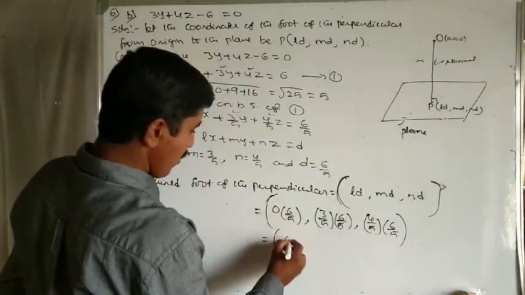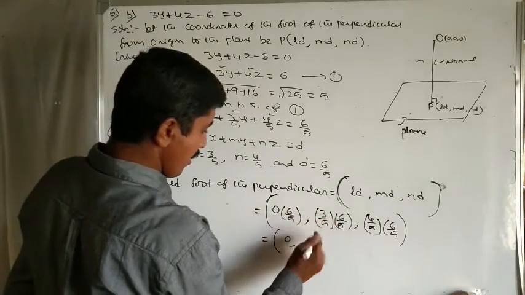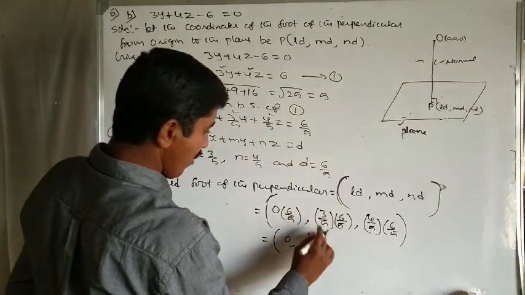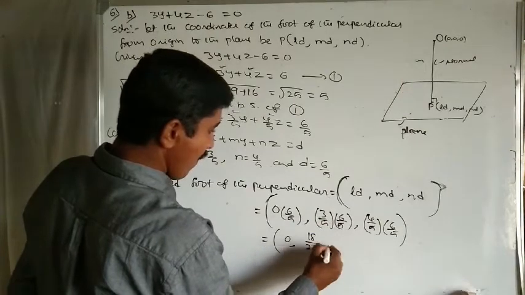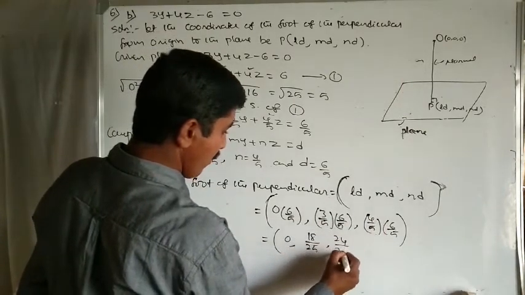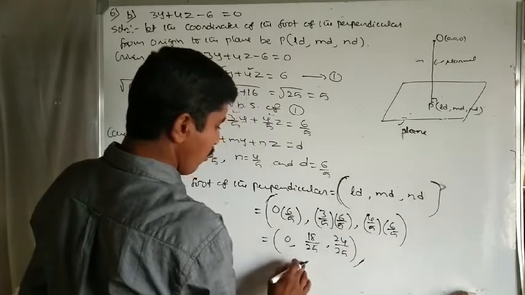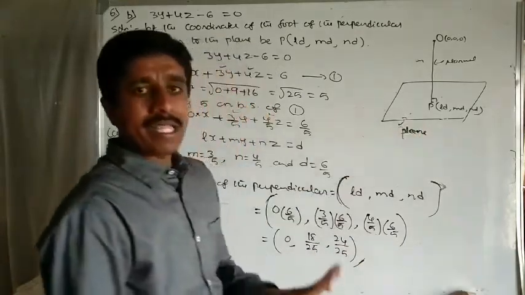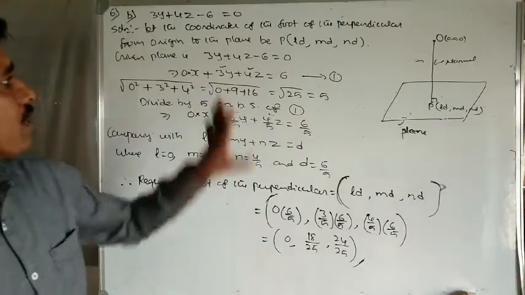0 into 6 by 5 is 0. 3 into 6, 18 divided by 5 into 5, 25. 4 into 6, 24 divided by 5 into 5, 25. These are the coordinates of the required foot of the perpendicular. Got it? Very easy method.